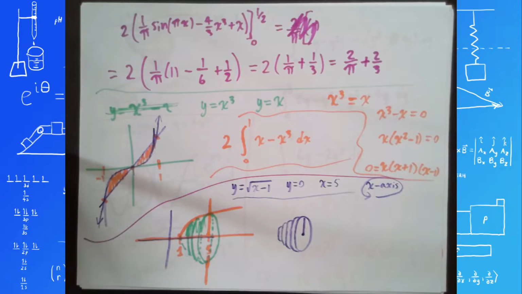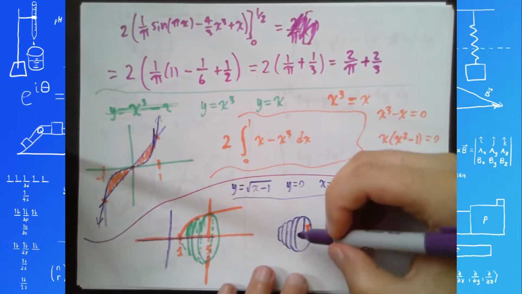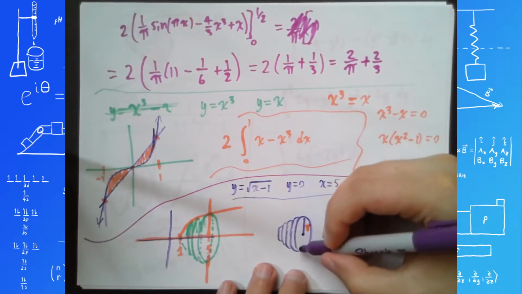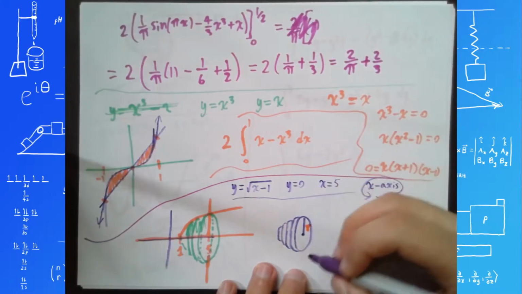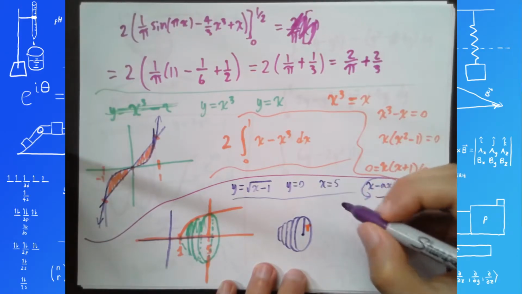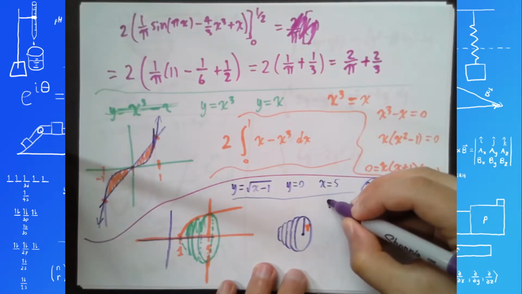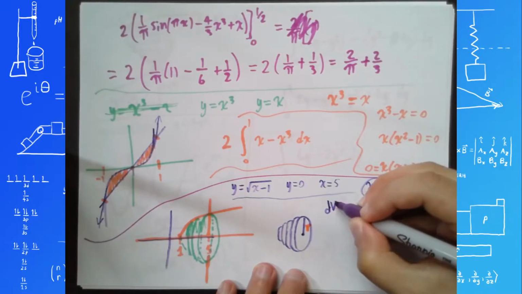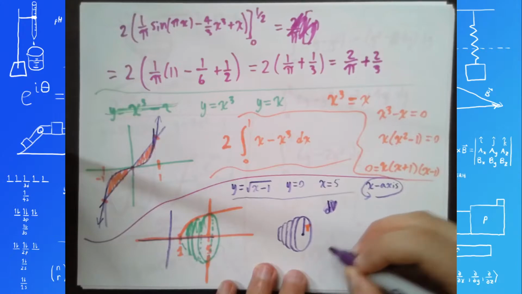Each disk is going to have some radius, let's call it r, and the volume of each disk, if you think about it as a cylinder, is going to have the area of the base, pi r squared. So volume of a disk, I'm just going to call it dV. Well, we'll worry about that later.